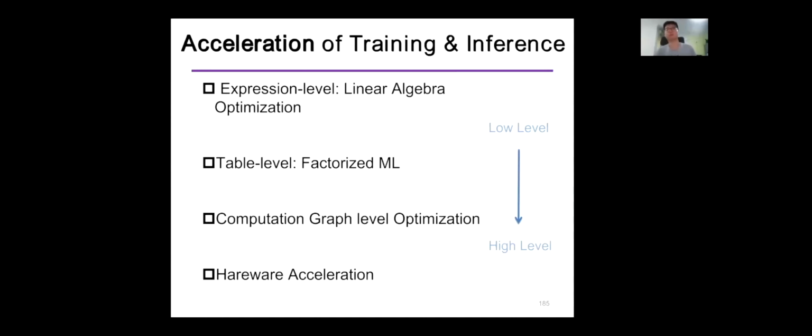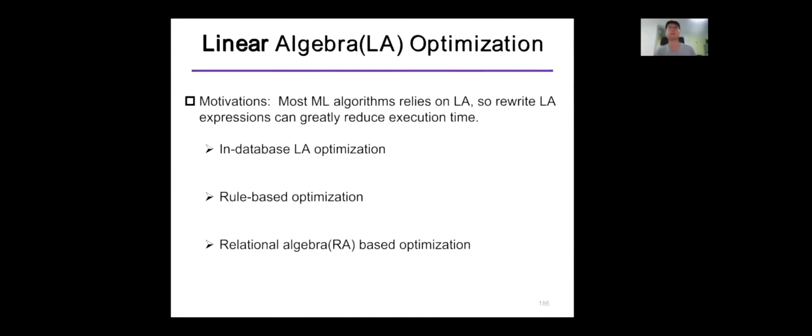This is because the machine learning algorithm always involves multiple tables, and they need to join, and join is always inefficient. And the third one is the computation graph level optimization, which optimizes the computation graph in deep learning. And the last one is hardware acceleration. So let's first look at the linear algebra optimization.